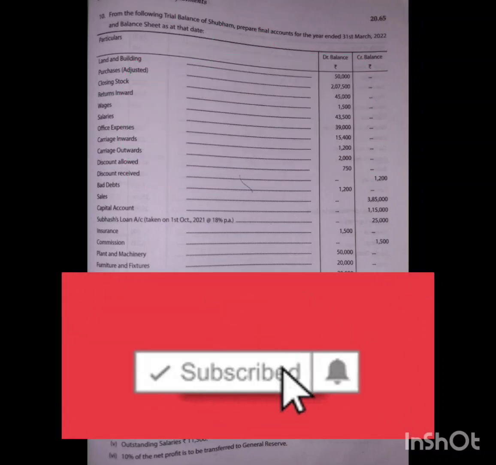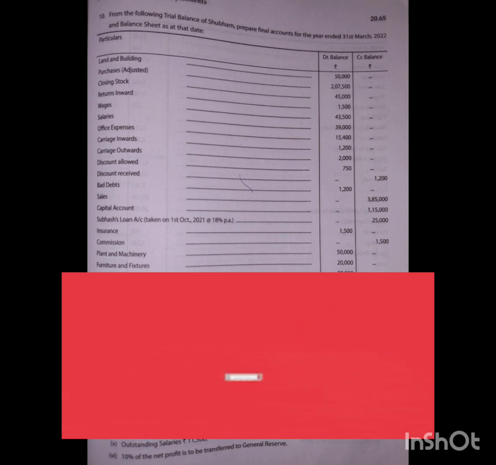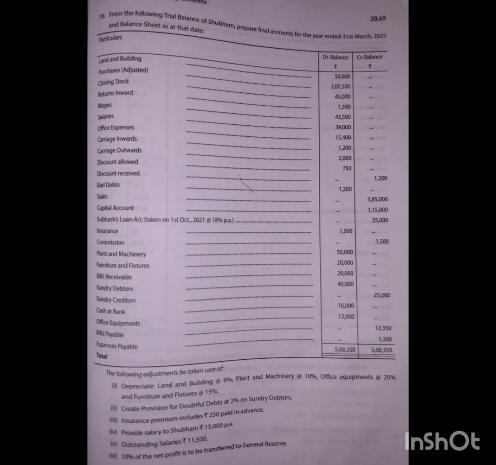Today we'll be seeing a sum where a trial balance is given in the question, and we'll solve it. It is based upon final accounts with adjustment. While solving a sum based on final accounts with adjustment, always try to solve the adjustments first.